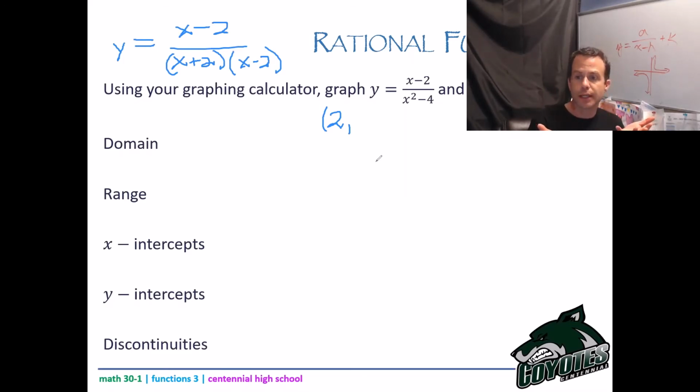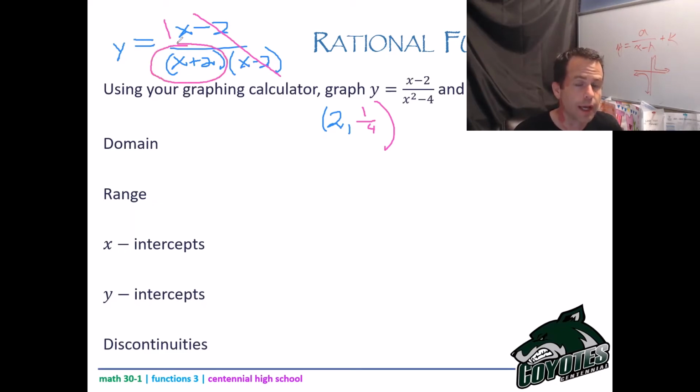Well, how do I get what it is? When I go to divide that out, I'd be left with 1 over x plus 2. If I plugged in my 2 for x, I would end up with 1/4. So I know I have a point of discontinuity at 2, 1/4. I know I have a vertical asymptote at x equals -2.